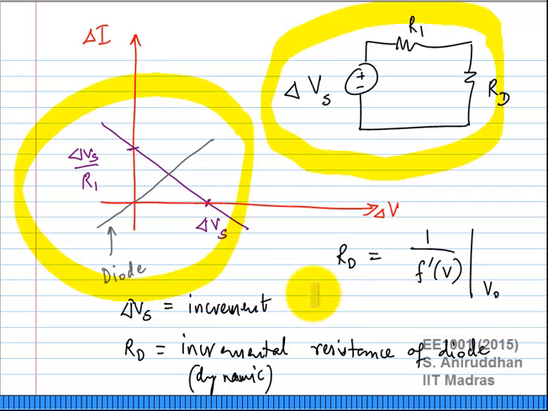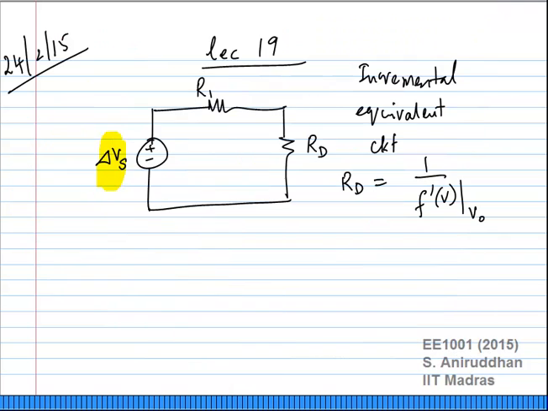because the axes are delta V, delta I, and you can see that the y-intercept is delta Vs by R1, x-intercept is delta Vs, which represents a delta Vs voltage source and a resistance R1. So the value of the resistance R1 stays the same. The diode, however, is replaced by a resistance of value Rd, which is 1 over f prime of V at V0. Okay?